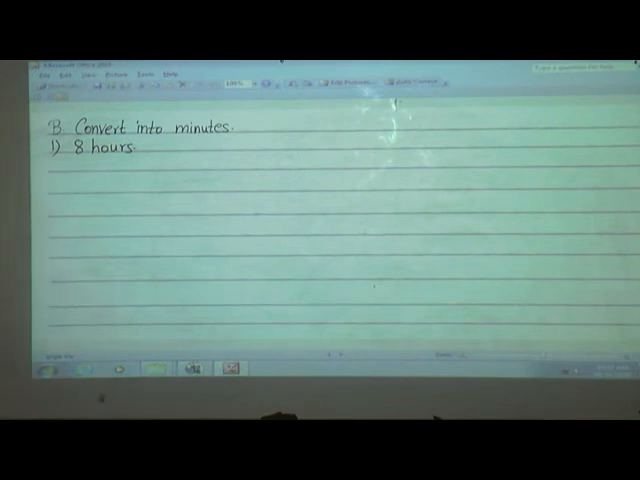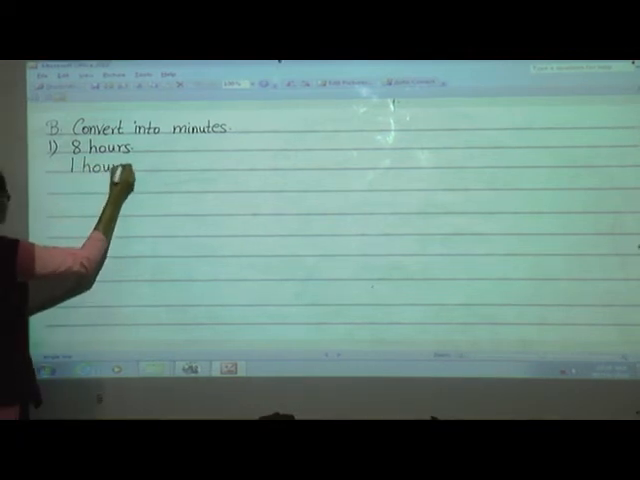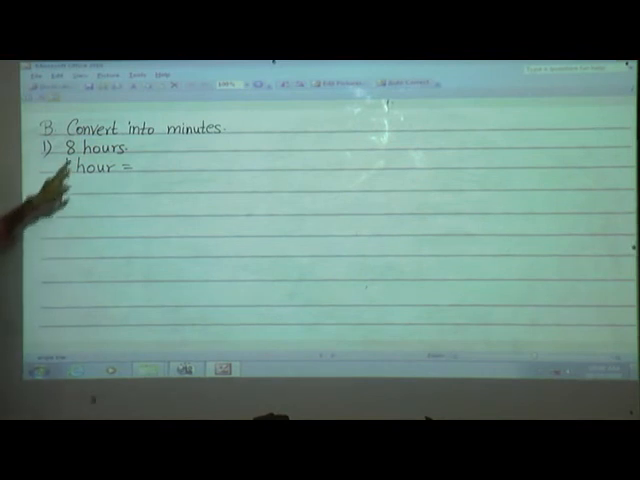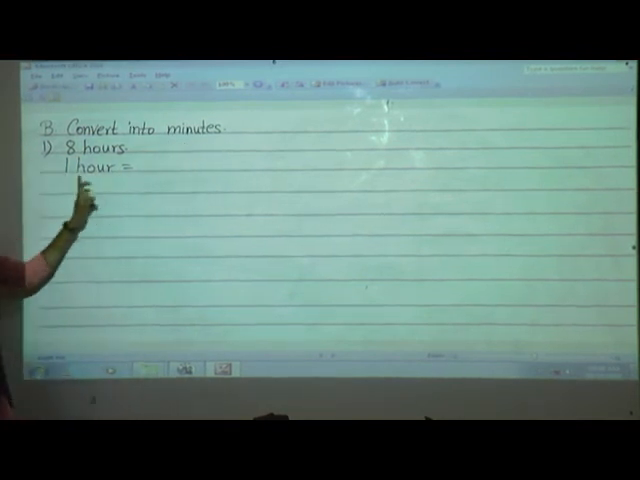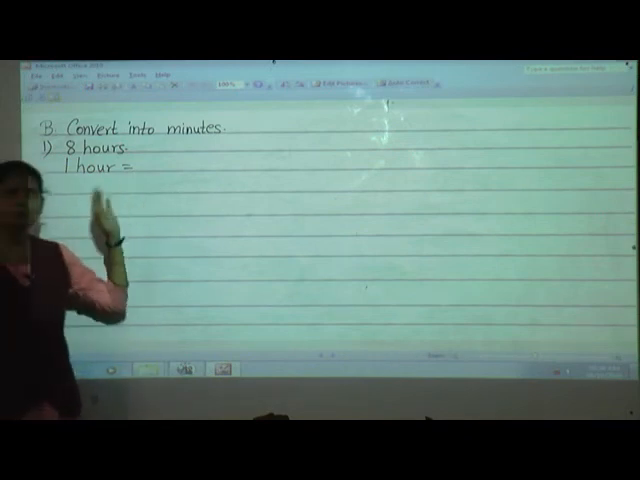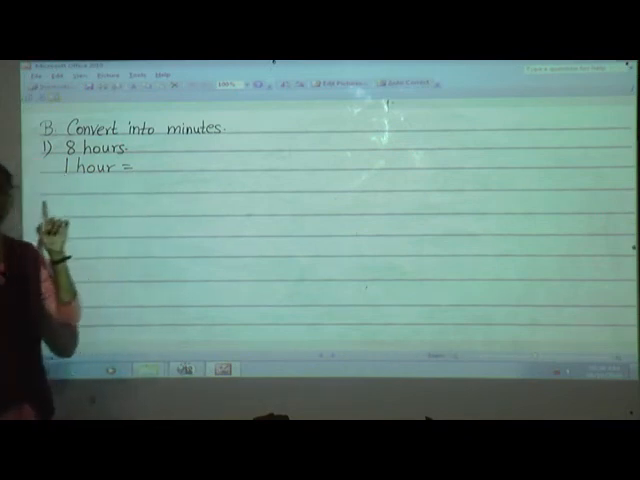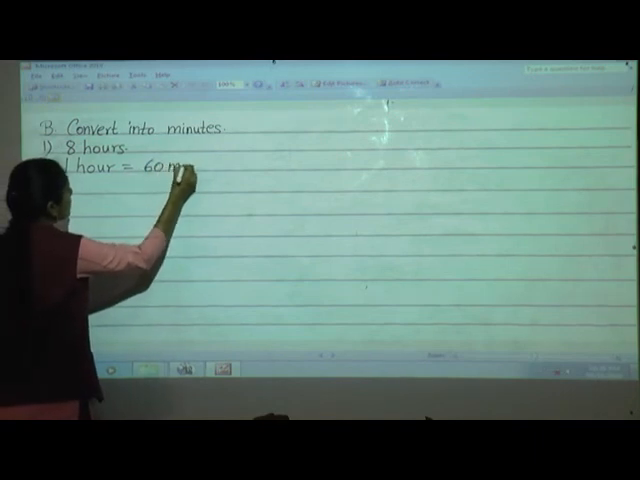So first of all you have to write 1 hour is equal to... Yes, see here, these hours we have to convert into minutes. Okay, so first of all we will write 1 hour is equal to how many minutes? 1 hour is equal to 60 minutes. So here we will write 1 hour is equal to 60 minutes.